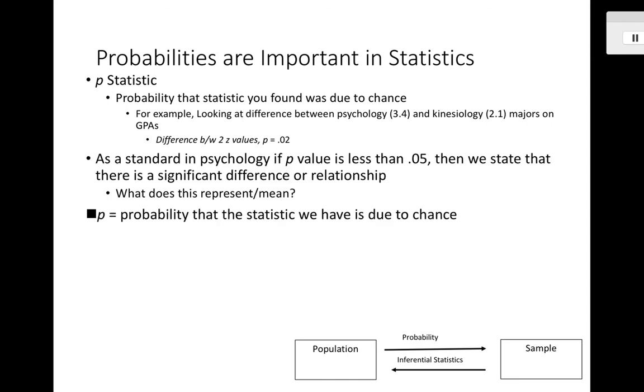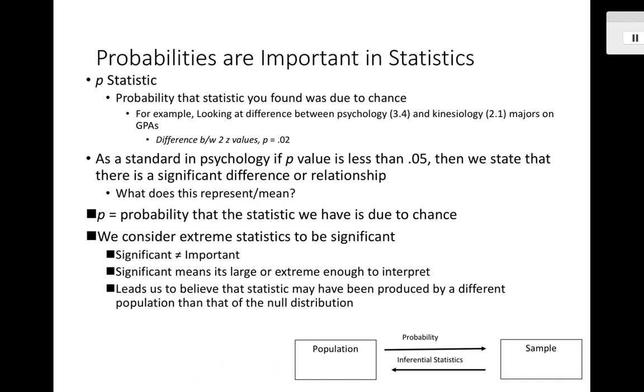All right, so again, remember that your p-value is the probability that your statistic is due to chance. We consider extreme statistics to be significant. Again, remember that the term significant does not mean important. What do we mean by extreme statistics? We mean the statistics that land in the region of rejection and have p-values less than 0.05.